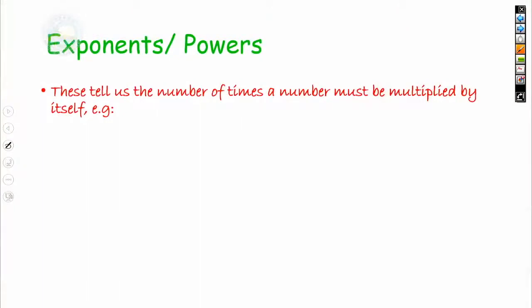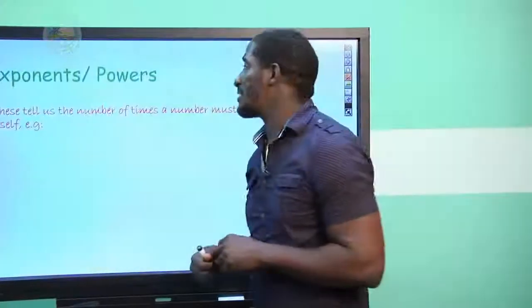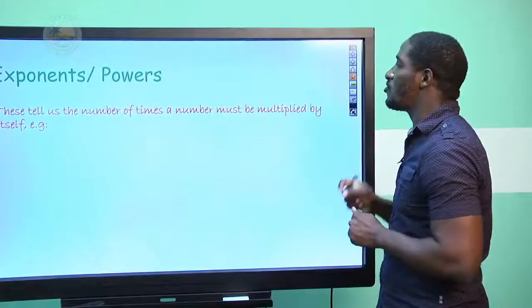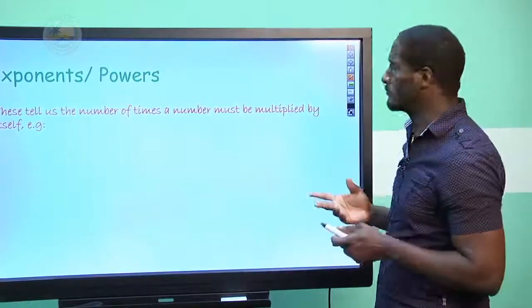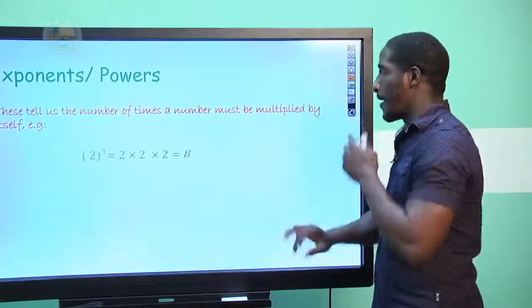Look here, exponents and powers. If we have problems that involve exponents and powers, what are we to do? Now, when we say exponents or powers, what do we really mean? The exponent or the power tells us the number of times a number must be multiplied by itself. What does that mean? Look here.